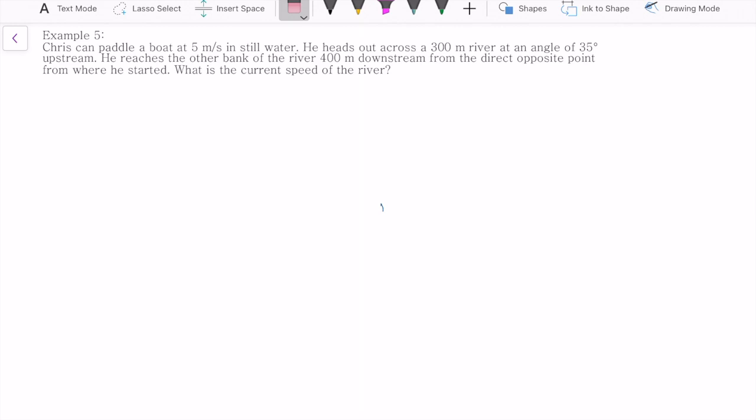So moving on to the final question. Chris can paddle a boat at 5 meters per second in still water. He heads out across a 300-meter river at an angle of 35 degrees upstream. He reaches the other bank of the river 400 meters downstream from the direct opposite point from where he started. So what is the current speed of the river?